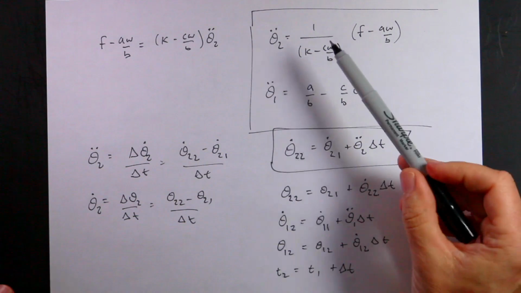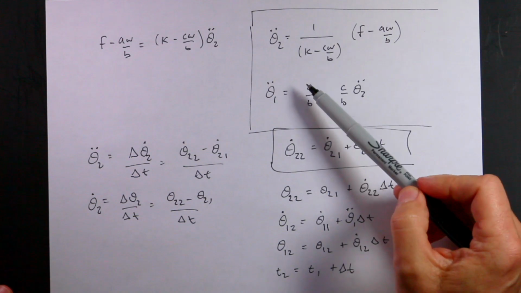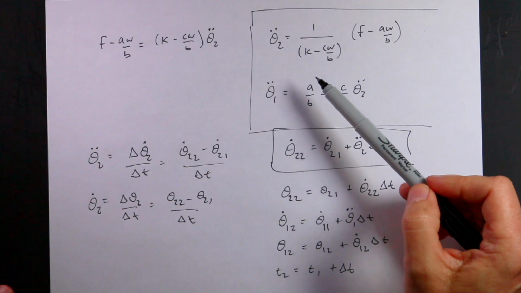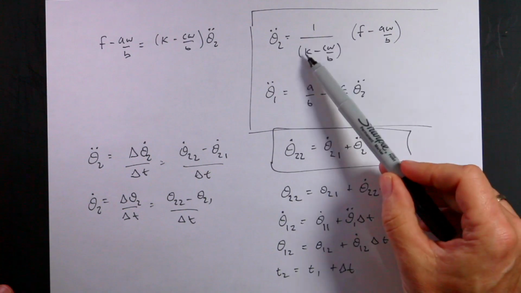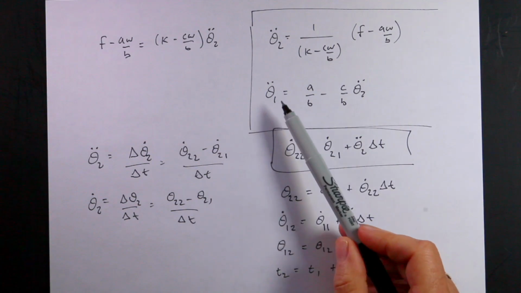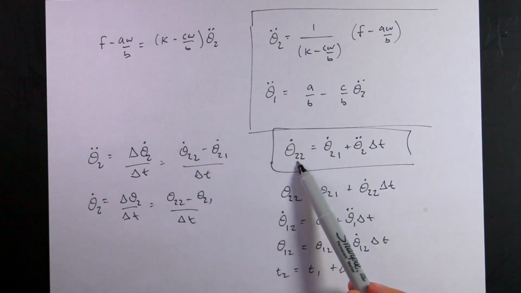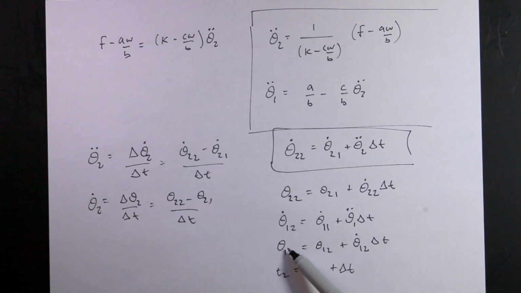So I'm going to start up here. All these parameters change each loop, right? So I'm going to break this into small time steps, and during each of those time steps, I'm going to first calculate all these constants. Next, I'm going to calculate theta 2 double dot, then I'm going to calculate theta 1 double dot, and then I'm going to use that to update theta 2 dot, update theta 1 dot, update theta 2, update theta 1. And then do it all again, as long as I want.